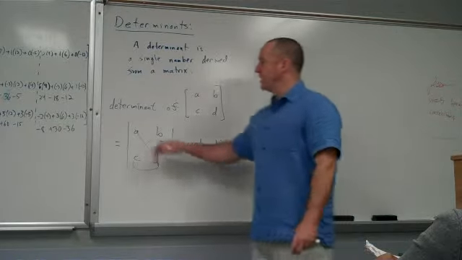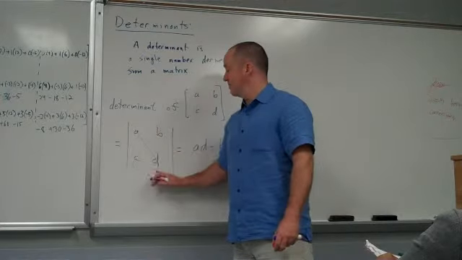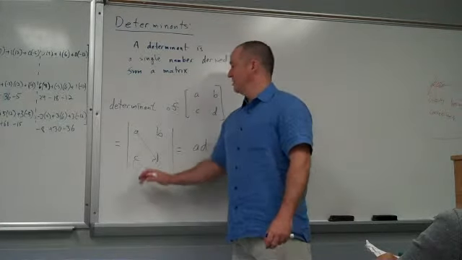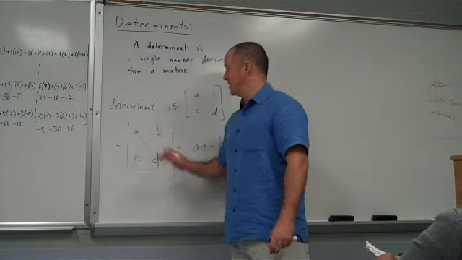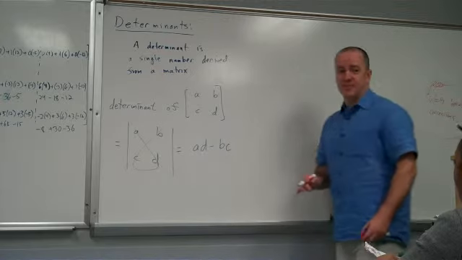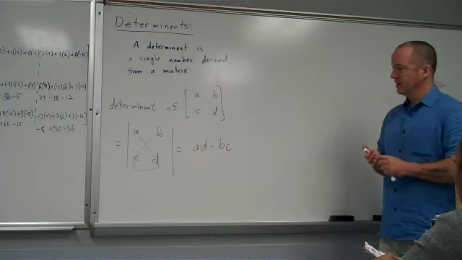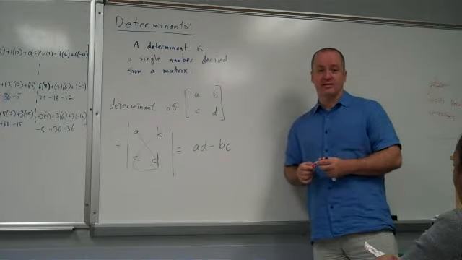Yeah, so you always multiply the row 1, column 1 element by the row 2, column 2 element. And then you multiply the row 2, column 1 element by the row 1, column 2 element. And then you find the difference. Are you cross-multiplying or subtracting? You're subtracting the products. That's all you're doing.